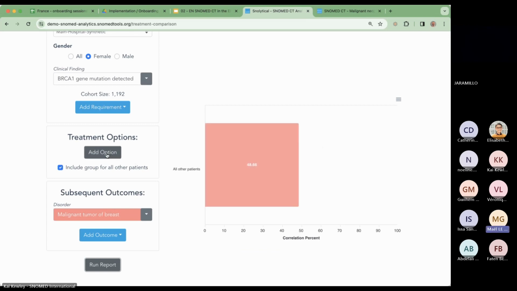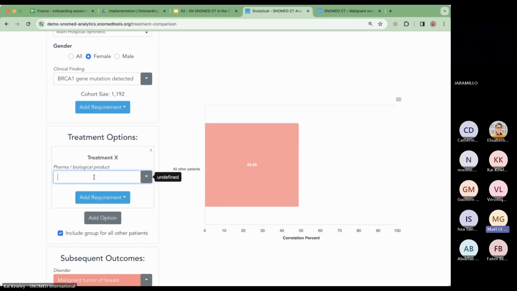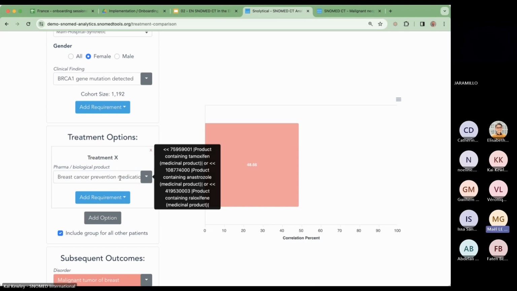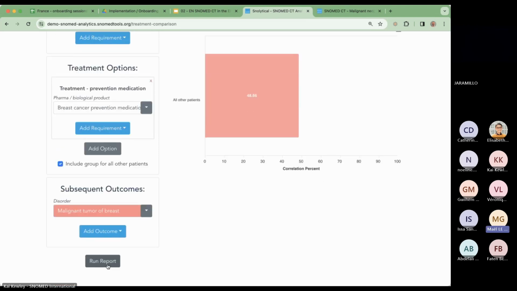Now we're going to introduce some treatment options. There's one, it's the breast cancer preventative drug. So this is actually selecting the subset that we created, the query that picks up all the relevant drugs. And I'm going to create a label for the graph. Prevention medication. And I'm going to run the report again.